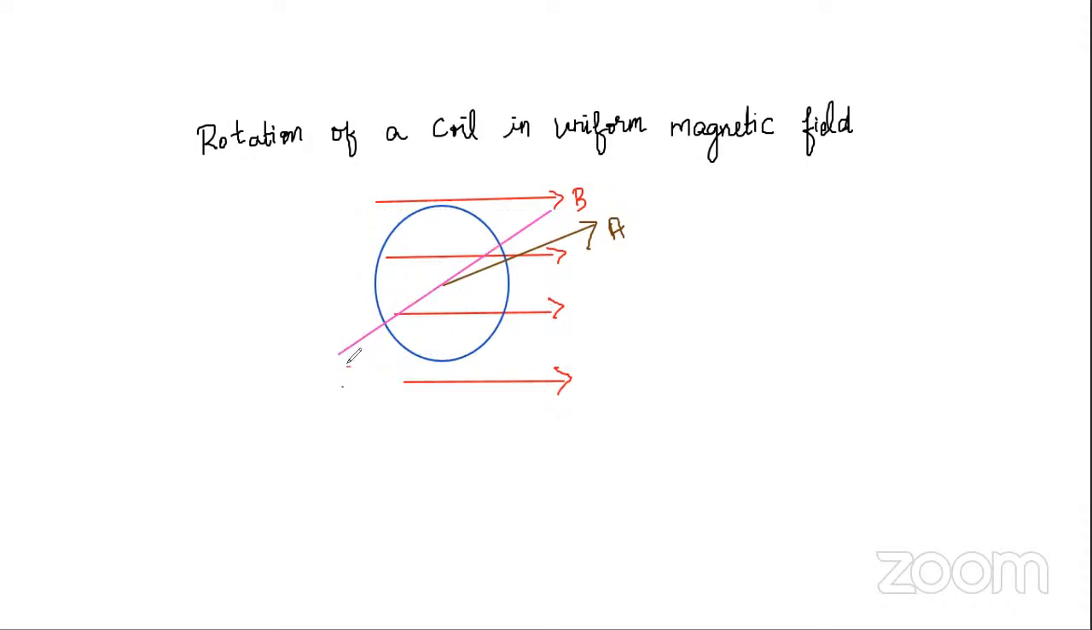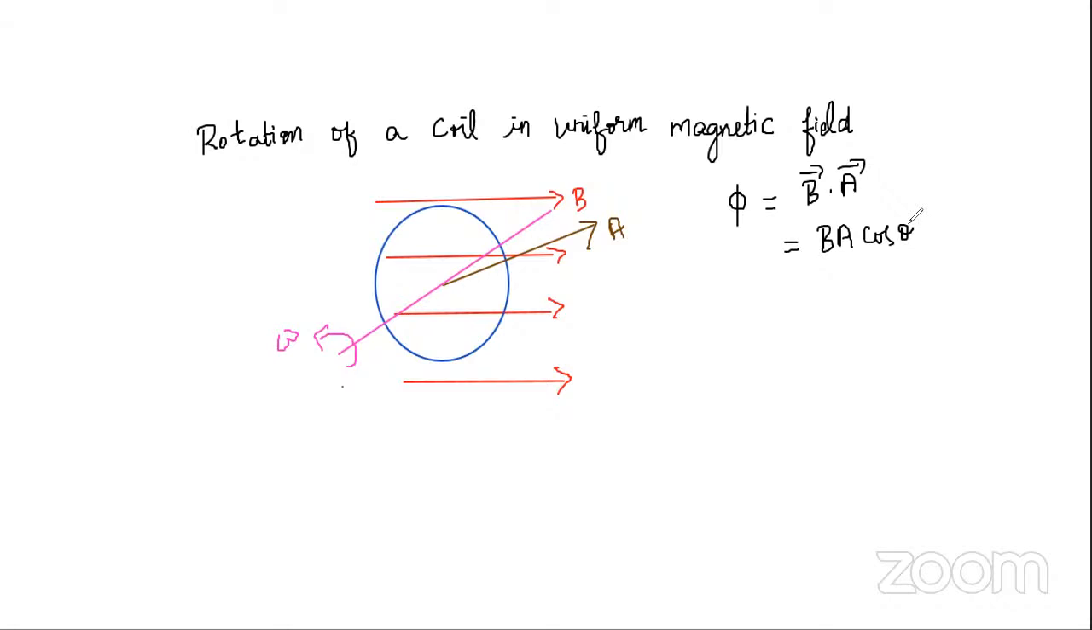So this is rotated like this. So magnetic induction is here. The plane of the coil is inclined at an angle theta. So what is the magnetic flux now? Magnetic flux phi, you know very well the formula B dot A. So that will be BA cos theta. And now the coil is rotating.